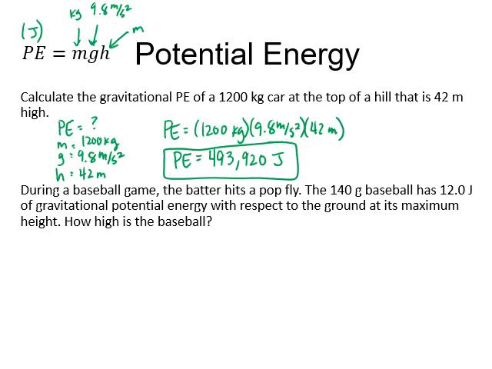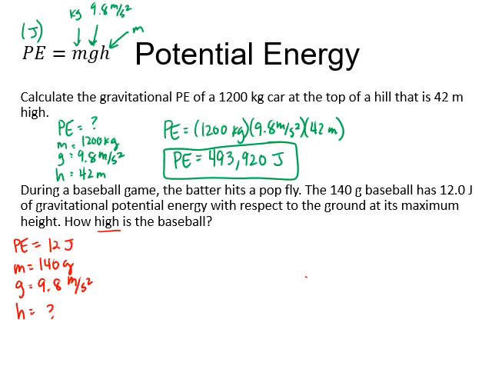For the next problem, during a baseball game, the batter hits a pop fly. The 140-gram baseball has 12 joules of gravitational potential energy with respect to the ground at its maximum height. How high is the baseball? So it's asking us for height. So if we line up all the information we're given or what we know, gravity is 9.8 meters per second squared. Height is what we're trying to find. It gives us a mass of 140 grams and 12 joules of energy.